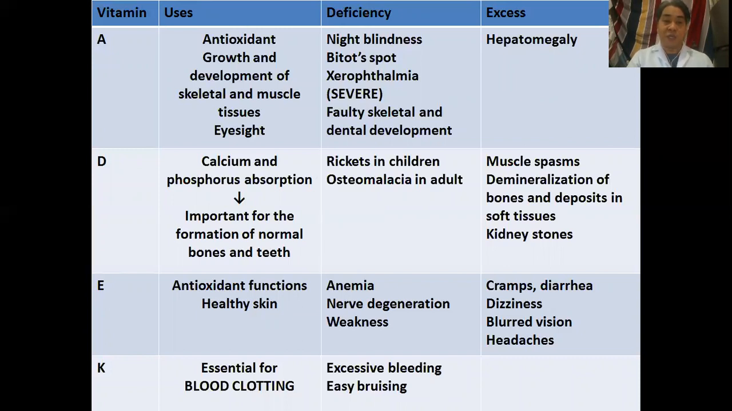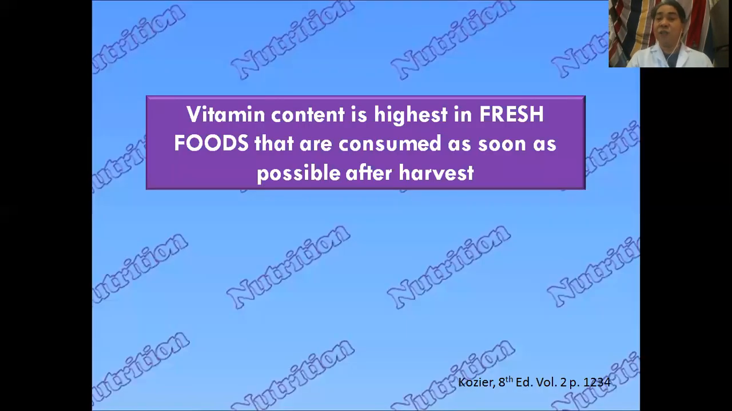For vitamin E, antioxidant function, with deficiency in anemia, nerve degeneration, weakness; excess are cramps, diarrhea, dizziness, blurred vision, headache. For vitamin K, phytomenadione, essential for blood clotting; deficiency causes excessive bleeding and easy bruising. Vitamin content is highest in fresh foods that are consumed as soon as possible after harvest.